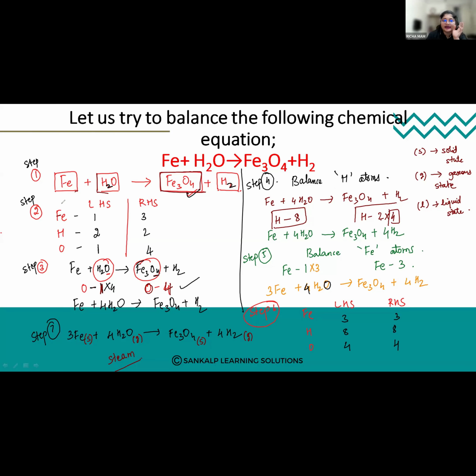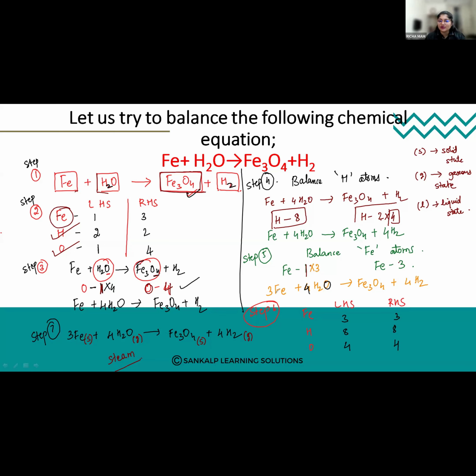Now, hydrogen is balanced, oxygen is balanced. Next is what? We are left with Fe. So let us balance the Fe atoms. Now on the left hand side, we have 1. On the right hand side, we have 3. So on the left hand side, if we want 3, what I'm going to do? I'm going to multiply 1 by 3. So when I multiply 1 by 3, it will be 3.